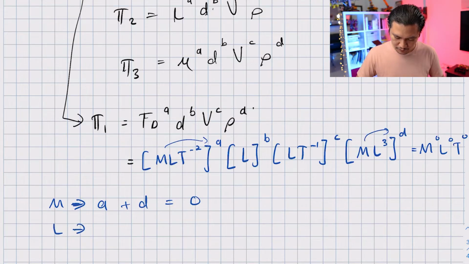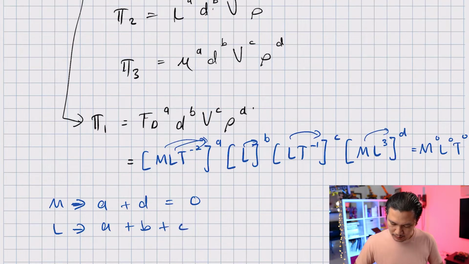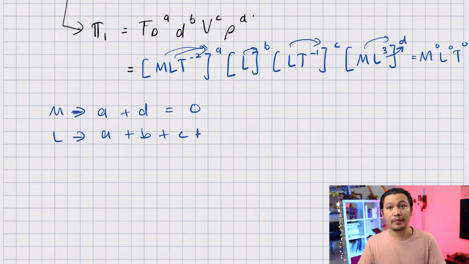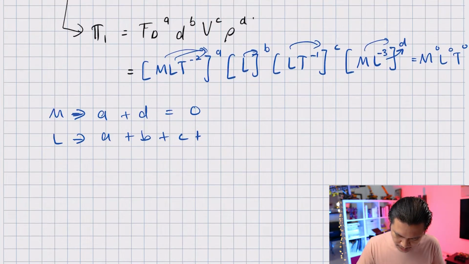So L first is L to the power of A plus L to the power of B plus L to the power of C plus L to the power of 3D. And I think we may have made a mistake here because density is ML to the minus 3, isn't it? So this is minus 3. So this is actually minus 3D equal to 0.